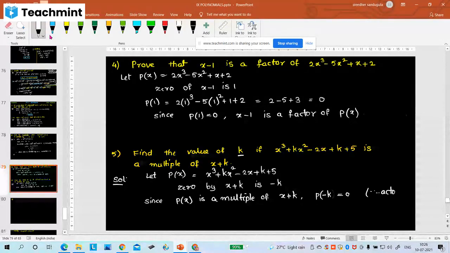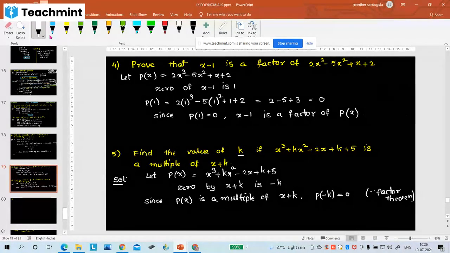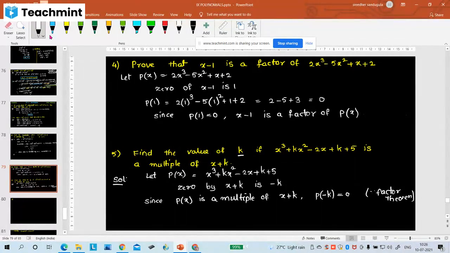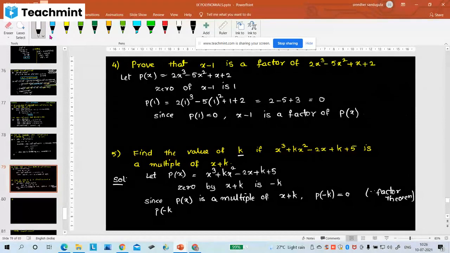In the factor theorem, we learned two statements. If x minus a is a factor, then P of a equals 0. If P of a equals 0, then x minus a is a factor. So based on the factor theorem, x plus k is a given factor of P of x. Therefore, P of minus k is taken as 0. Then what is P of minus k? Wherever x is there, you substitute minus k.